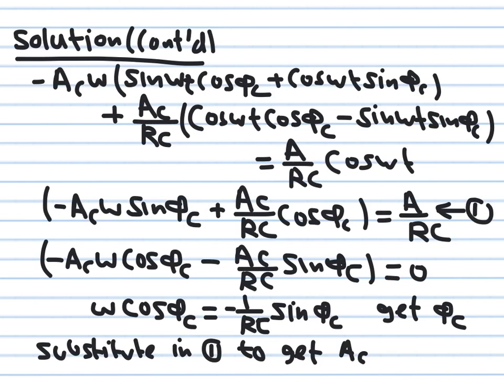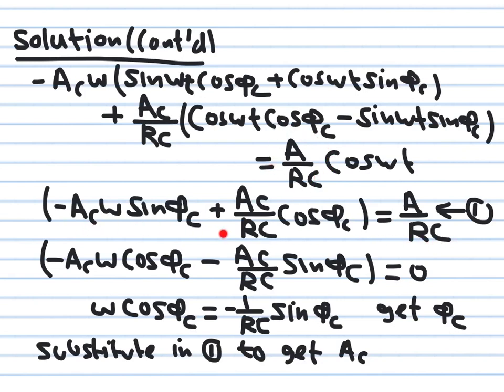So what we're going to do right now is equate the coefficients of sine omega t on the right-hand and left-hand sides to zero, and the coefficients of cosine omega t on the left-hand side to A over RC. This one will give minus AC omega cosine phi c minus AC over RC sine phi c is equal to zero, because there is no sine omega t on the right-hand side. Now we equate the coefficients of cosine omega t: minus AC omega sine phi c plus AC over RC cosine phi c is equal to A over RC. This is what we have here.